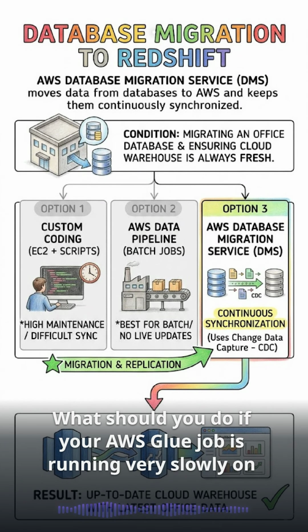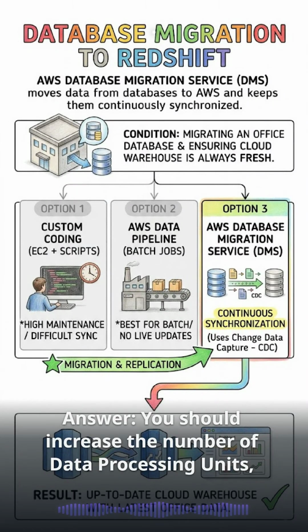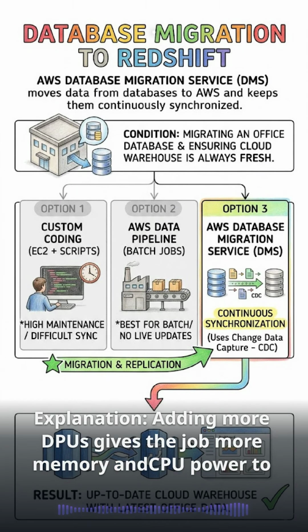34. What should you do if your AWS Glue job is running very slowly on massive datasets? You should increase the number of data processing units, also known as DPUs, for that job. Adding more DPUs gives the job more memory and CPU power to process the large files much faster.